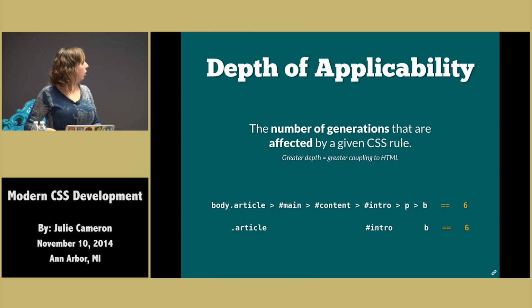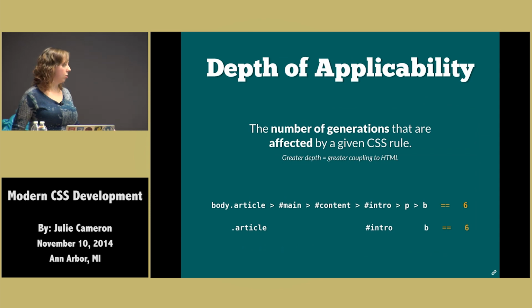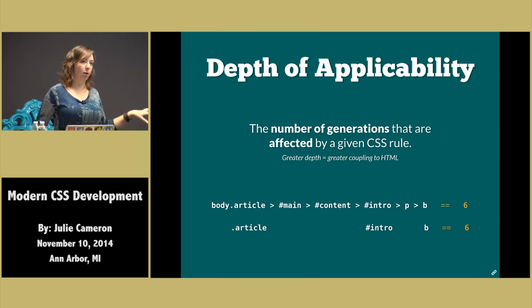So we've got some examples down here. The first one: body.article, descendant selector main, descendant content, descendant intro, P, B. If you count all those up, we've got 6 separate selectors. So that's a depth of 6. Now, if we were to try and make this better by just eliminating some of these middle selectors, if we try to pull out main and content and paragraph, we're still at 6, because that's still the number of elements that are actually in the HTML that we have to go through to style these Bs the way that we want them to be.